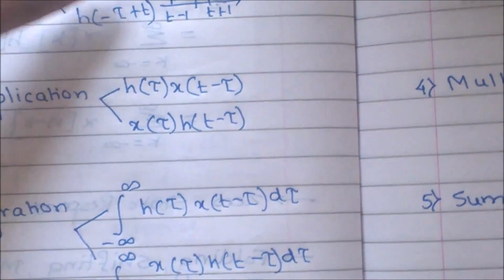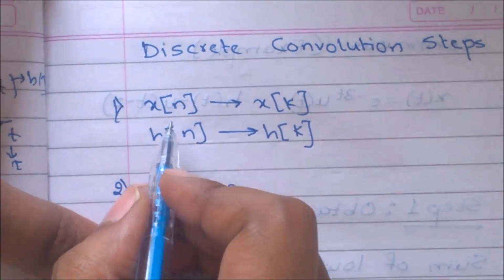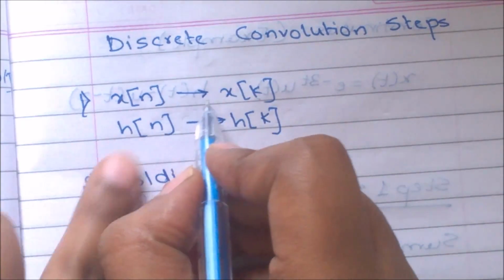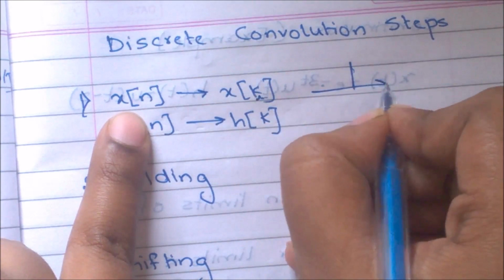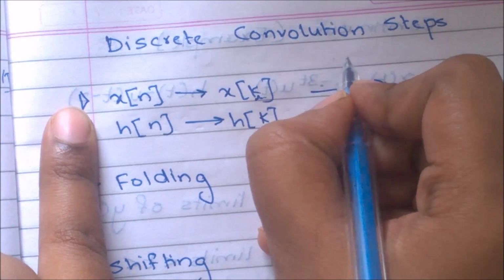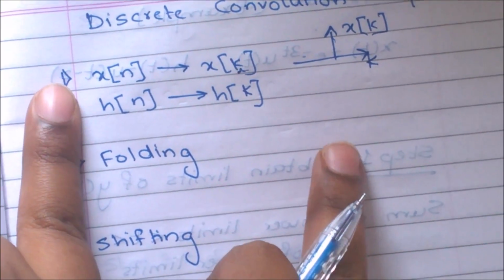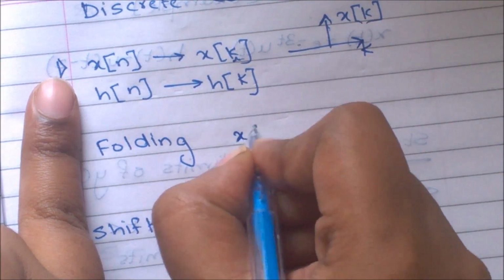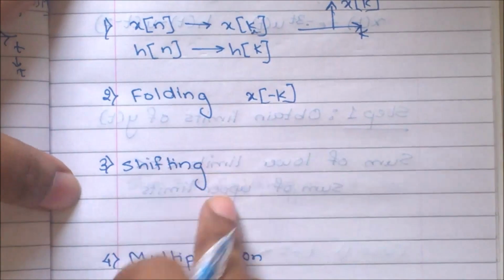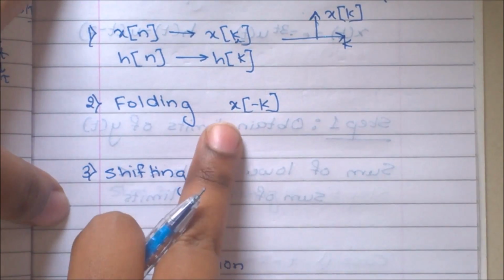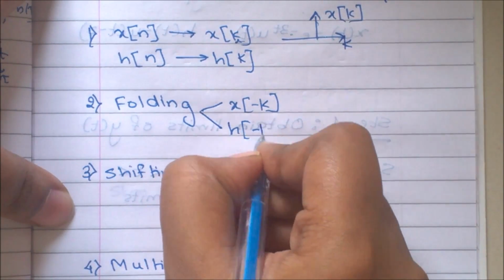Now we'll go to the discrete convolution part. It's the same thing here, but we'll have the n axis. So the n axis will get converted to k instead of tau. So this axis will be named k, and x of n will become x of k. Similarly, h of n. And folding will take place on this k axis, so it will become x of minus k. Similarly, if you take h, it will be h of minus k.